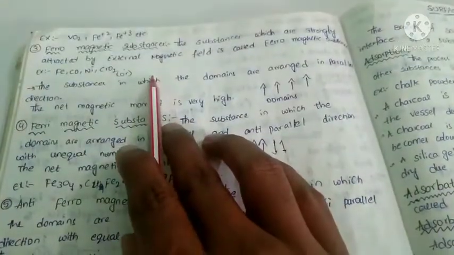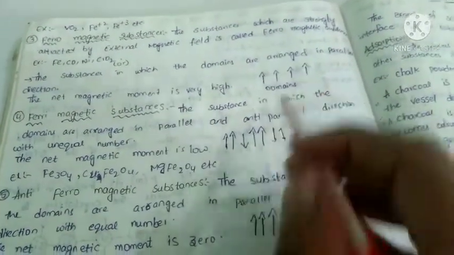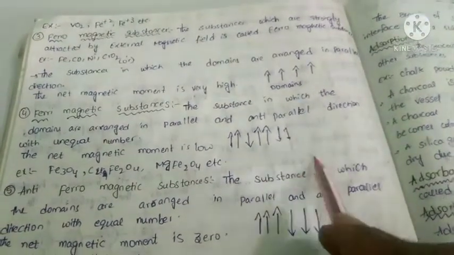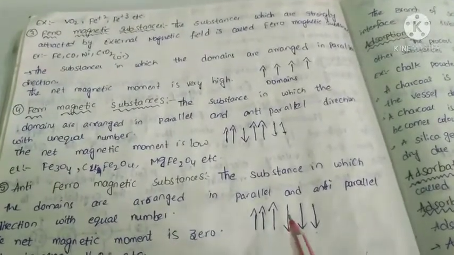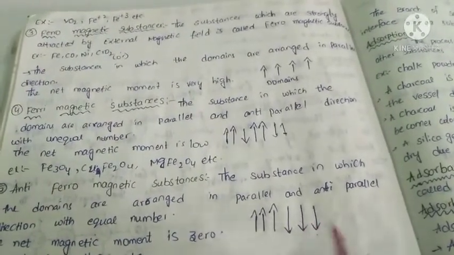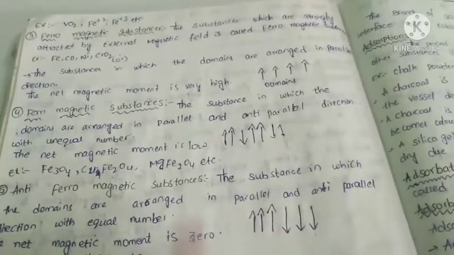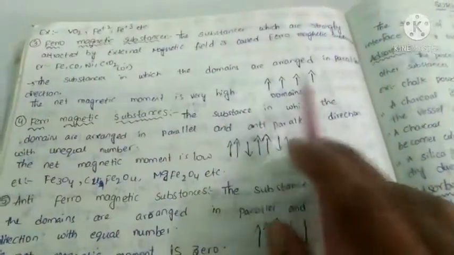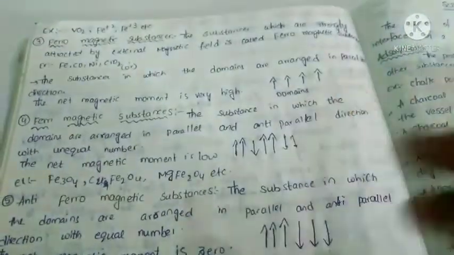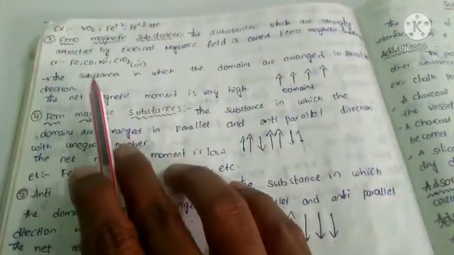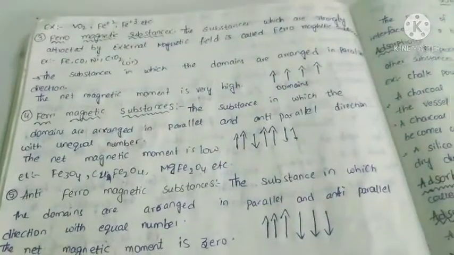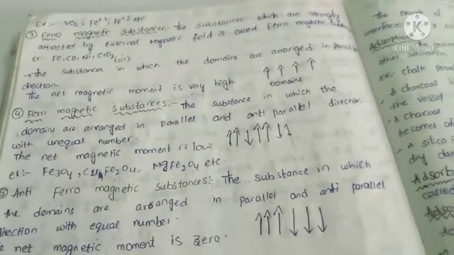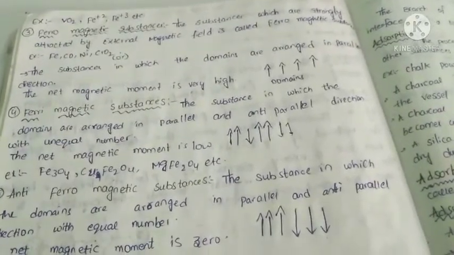In case of ferromagnetic substances, all magnetic domains are arranged in one direction. Here, magnetic domains are arranged parallel and anti-parallel in unequal number. Here, domains are arranged in parallel and anti-parallel in equal number. Whenever they are in equal number, magnetic moment will be 0. Whenever they are in unequal number, the magnetic moment will be less. Whenever they are in the same direction, then magnetic moment will be high. Here you should remember these examples. Examples are very important. This is all about magnetic properties of solids. This is all about the solid state chapter. Thank you.